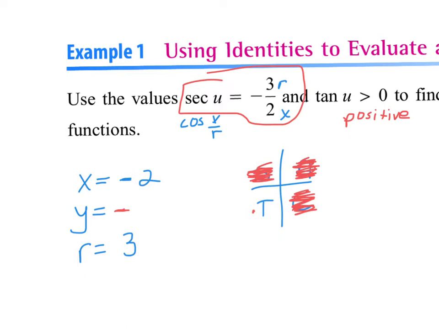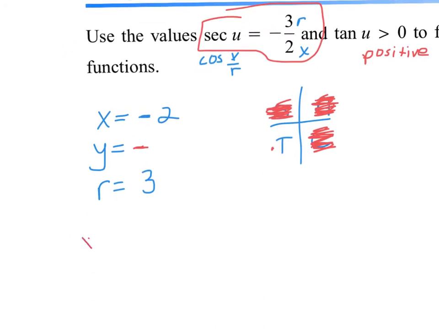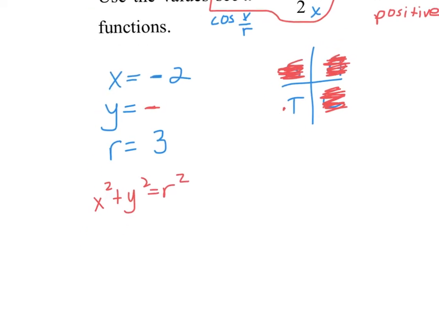Take the first thing that they give you, cross off 2 of the quadrants, take the second thing, cross off the last one, and then you can figure out where this angle lies. Now that we know that we're in quadrant 3, now we can just do our Pythagorean theorem. X squared plus y squared equals r squared.